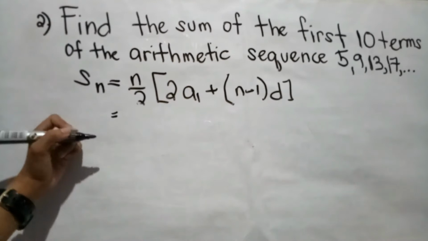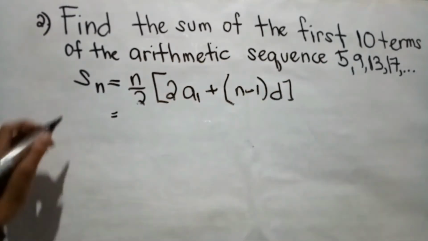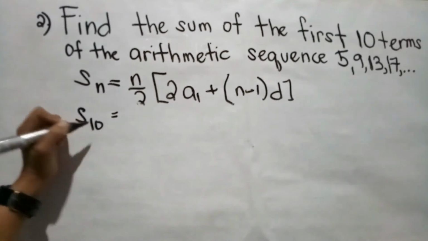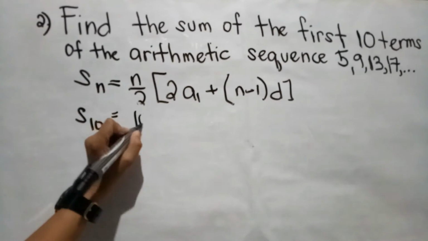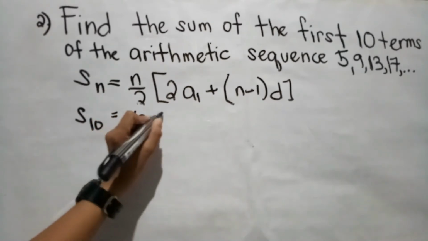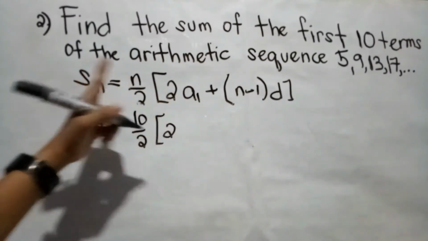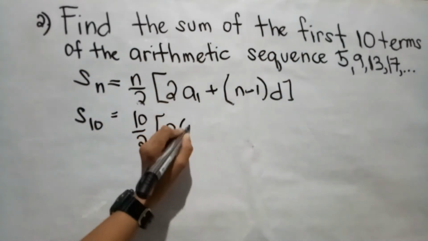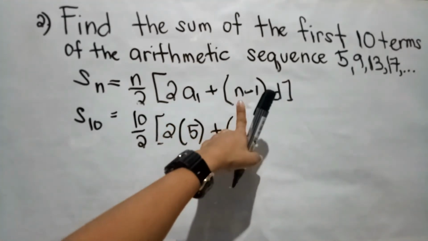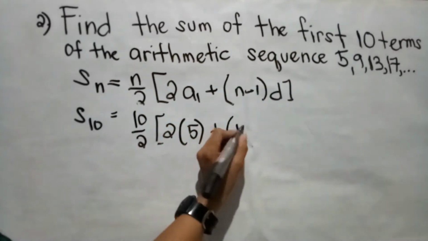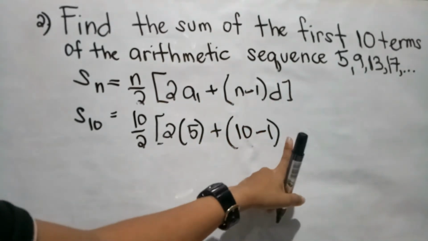Then let's substitute the values. S sub how many terms? So 10. The sum of the 10 terms is equal to 10 divided by 2 multiplied by 2 times the first term, which is 5, plus how many terms? So we have 10 terms minus 1 multiplied by d, or the common difference.